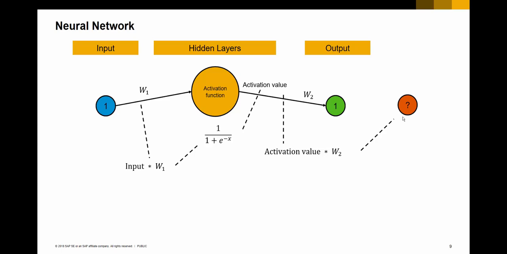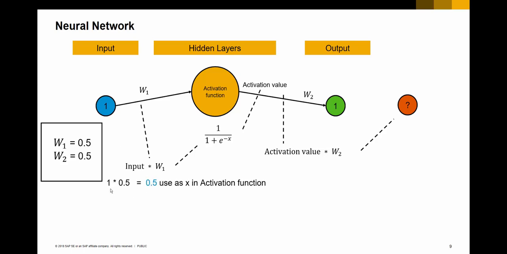If we take a specific example, just to put some numbers in there, let's say we picked 0.5 for weight 1 and weight 2. We can see the math here. In the first step, we multiply 1 by 0.5, which is 0.5. As we said, we use that as the x in the activation function. Here we say activation function with the 0.5, and it gives us a result of 0.3. Again, we use this output to do the calculation with the activation value times W2, which is 0.3 times 0.5. That gives us a value of 0.15.